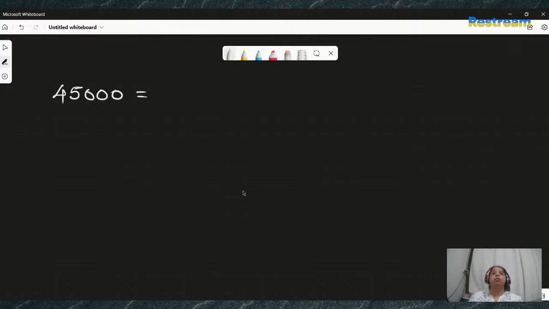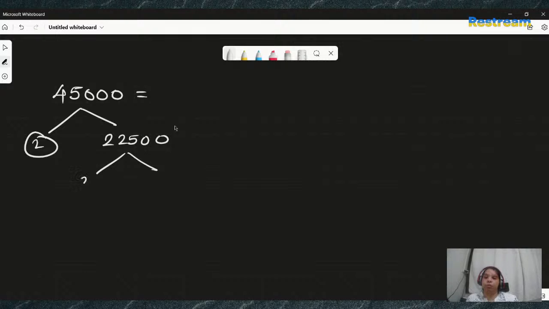Okay, so let's see what we can do. So now we have to factorize 45,000. So we'll start with 2. Yeah, I know dividing by 2 is very difficult. This helps a lot. So it is 22500. Again, divide by 2.